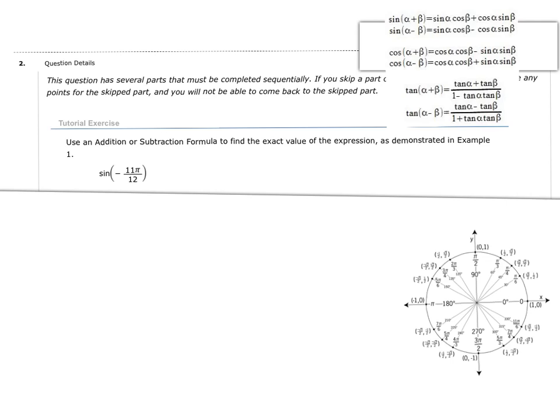All right, first up here, we're going to do number 2. So this one is a tutorial exercise. The first question it asks is whether sine is an even or odd function. Sine is an odd function, which means that for sine of negative x, we can take that negative and move it out front. That's the first step here.